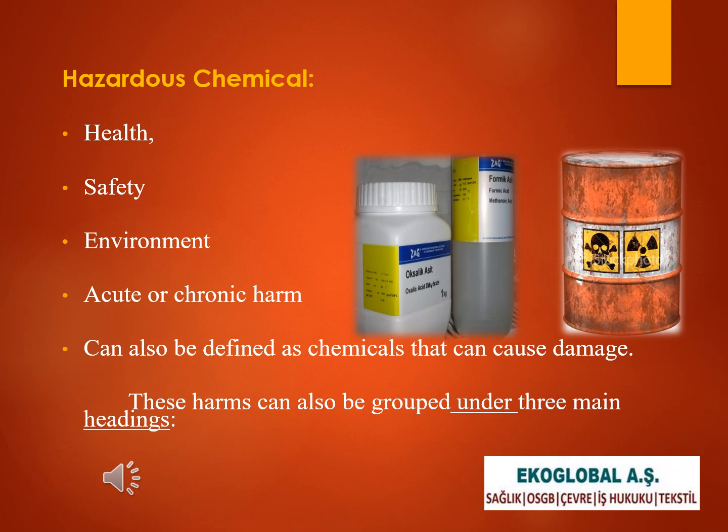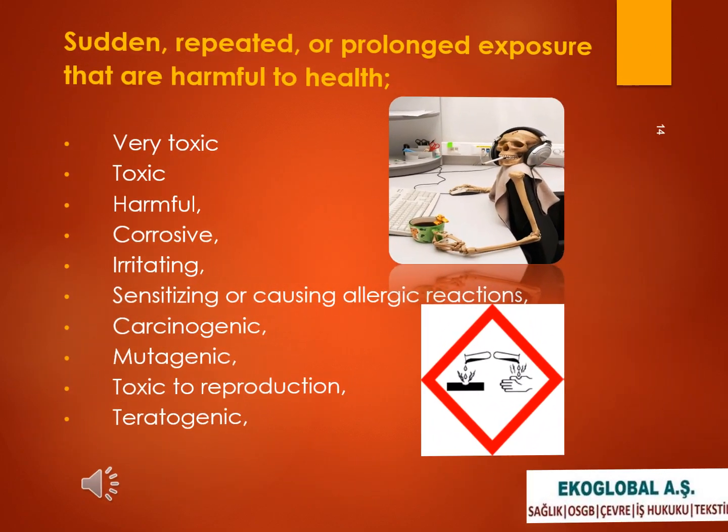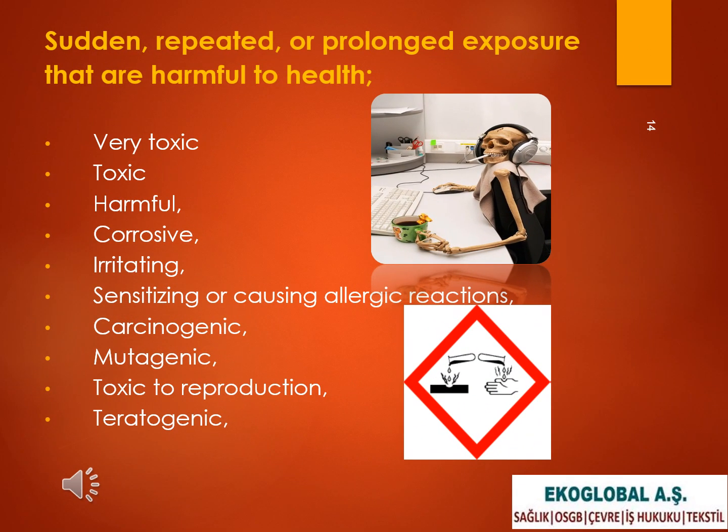Hazardous chemical. Health, safety, environment. Acute or chronic harm can also be defined as chemicals that can cause damage. These harms can also be grouped under 3 main headings: sudden, repeated, or prolonged exposure that are harmful to health. Very toxic, toxic, harmful, corrosive, irritating, sensitizing or causing allergic reactions, carcinogenic, mutagenic, toxic to reproduction, teratogenic.